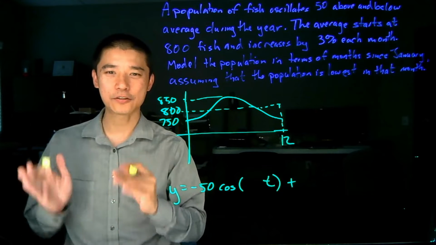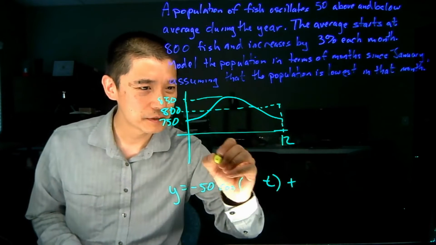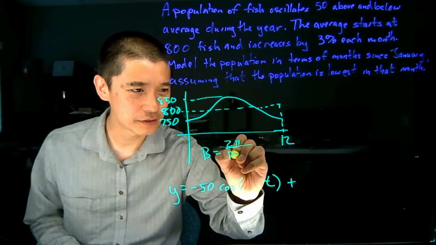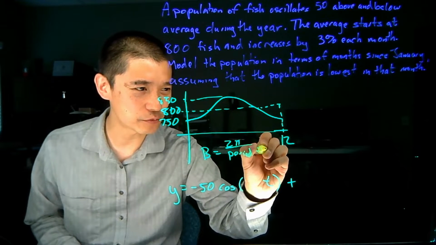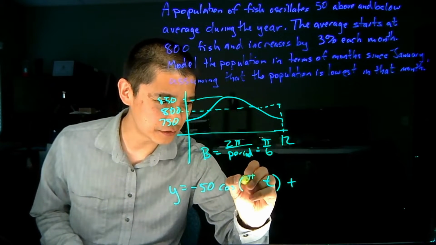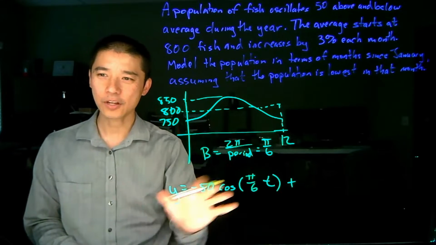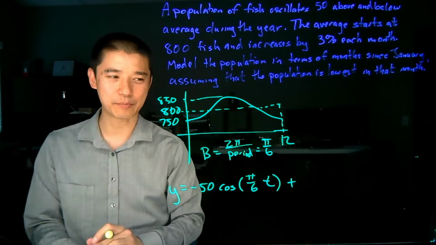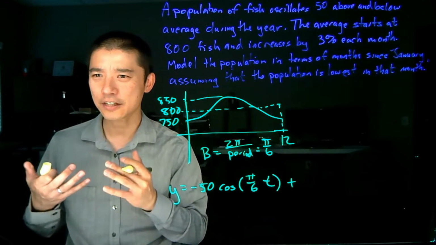Remember, B is 2 pi over the period. So B equals 2 pi over the period. The period is 12 months, so 2 pi over 12, which is pi over 6. So pi over 6 t. Right, so this is the part that ignores the changing midline, just sets up our oscillation. And so now let's take a look at the midline.